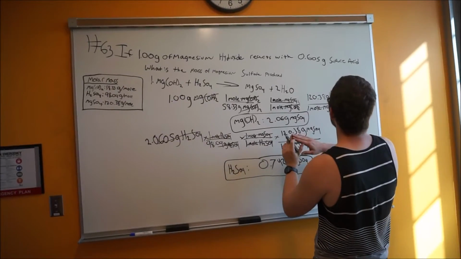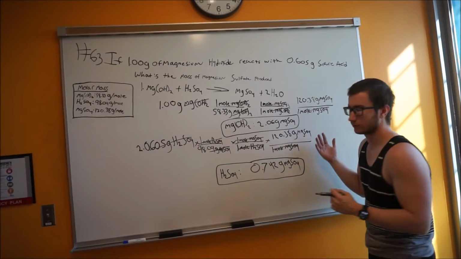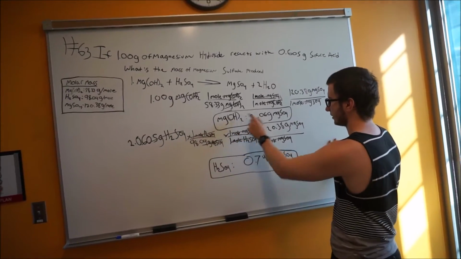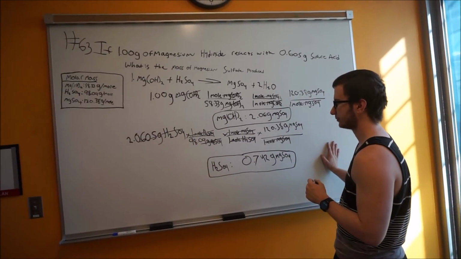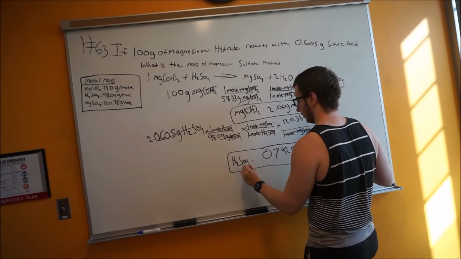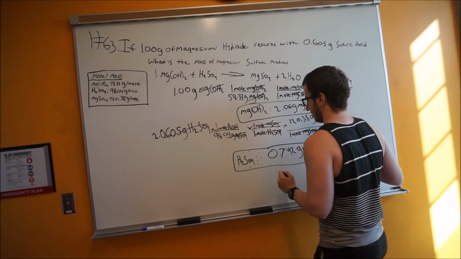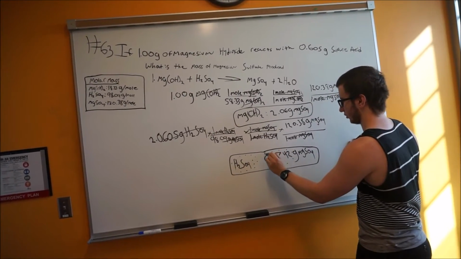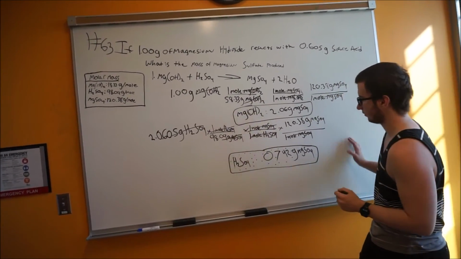So that's what is actually going to be the limiting reactant in this equation, because it yields less than the magnesium hydroxide. Therefore H2SO4 will be our limiting reactant, and the amount produced will be 0.742 grams of magnesium sulfate.